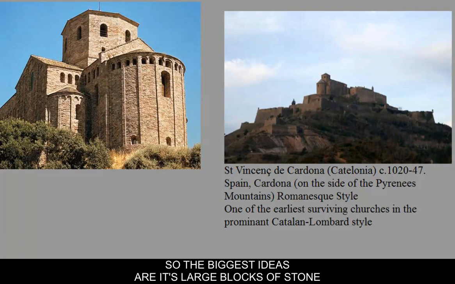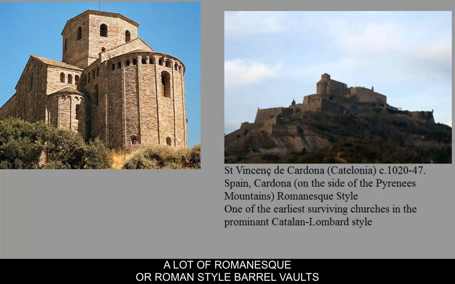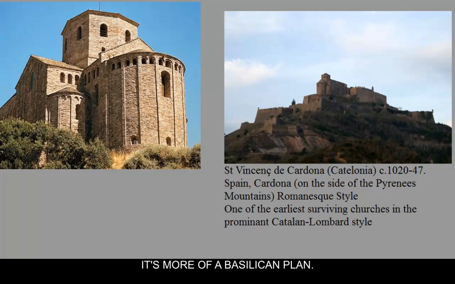So the biggest ideas are it's large blocks of stone that would be really tough to move at first, but would make the building very sturdy. It's low, it's squat, it's flat, and it incorporates a lot of Romanesque or Roman style barrel vaults running through it. The floor plan is not actually a tile plan, it's more of a basilican plan.